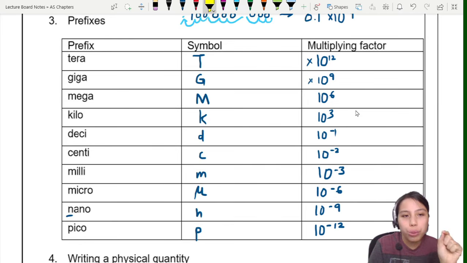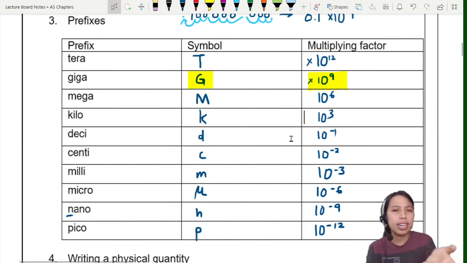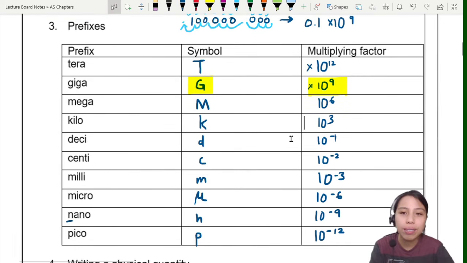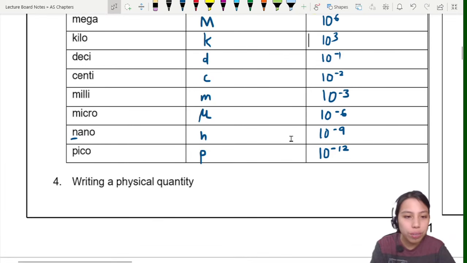Make sure you memorize the prefix name. Okay, at least not the name, but you recognize the symbol and of course the multiplying factor because you will need to do conversions throughout your entire A-levels. And we need to be able to communicate the common way of writing out things. So one way of writing a physical quantity, let's write it out down here, is to use the symbol.